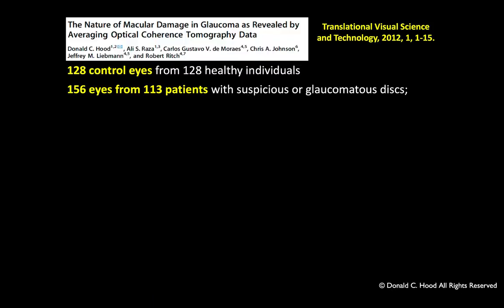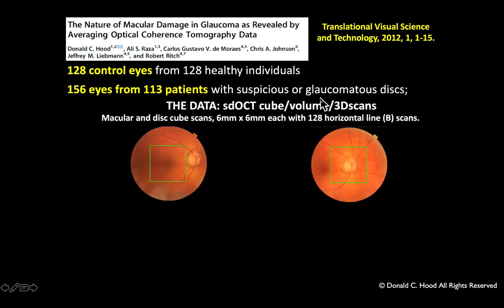The data here come from a study that we published about 7 years ago now, and we had data from both healthy control eyes and also patients that were either suspicious or had glaucoma. Everyone had 2 cube scans, one centered on the fovea, one centered on the disc. Each of these cube scans is made up of 128 individual line scans. So there are 128 line scans here.